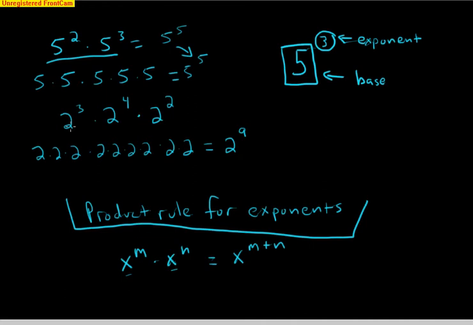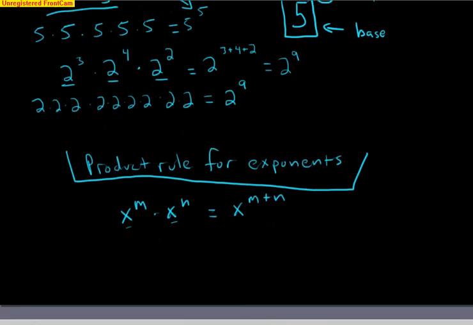Here, since the bases are the same, 2, 2, and 2, we can just add the exponents. This equals 2 to the 3 plus 4 plus 2, or 2 to the ninth. So the product rule for exponents says when bases are the same, you can add the exponents.